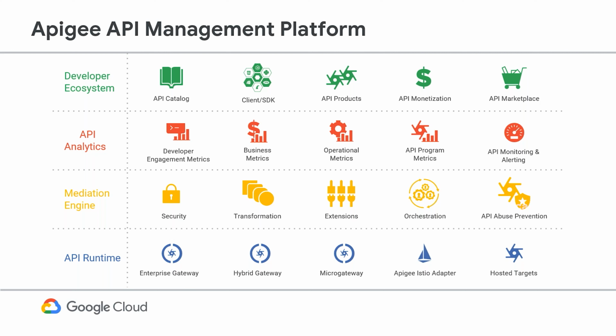Then there are different kinds of runtime. There is the enterprise gateway, where the actual APG processing happens. Both private cloud and public cloud come under the enterprise gateway. Then APG has a new concept of hybrid gateway, where some components of APG are hosted on Google Cloud, and some components are on the client infrastructure. So it is a hybrid kind of setup. We will cover that in detail as well.